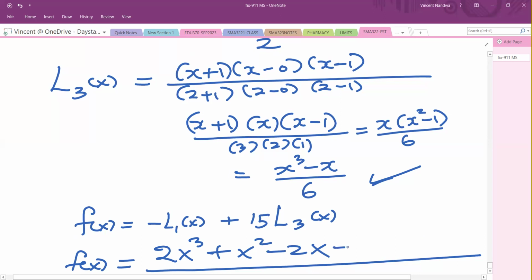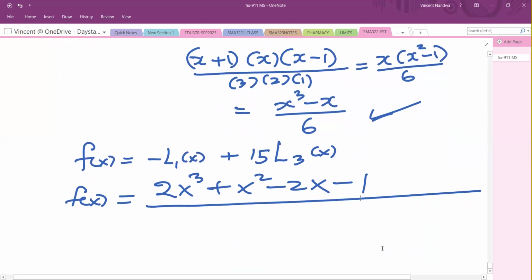Minus 1, correct. You see, this is the problem we solved last week, and it's exactly the same function that you obtained. So we have actually solved one problem using 3 different methods. And at the end of the day, we should get the same answer. So that is what we obtained.